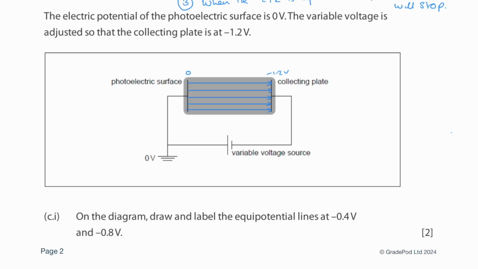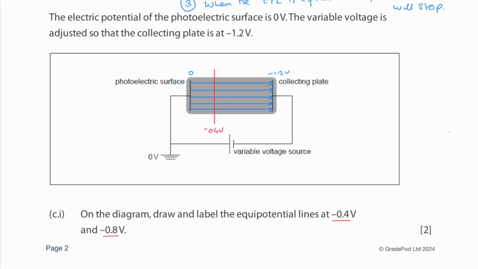But the question doesn't ask for the electric field lines, it asks for the equipotential lines. And you'll remember that the equipotential lines are at right angles to the field lines. So we want to draw two lines at right angles to the field lines. 0.4 and 0.8 each represent 1/3 and 2/3 of 1.2. So we want to draw our equipotential lines 1/3 of the way across for 0.4 and 2/3 of the way across for 0.8 volts. And we want to make sure they're at right angles to the field lines.